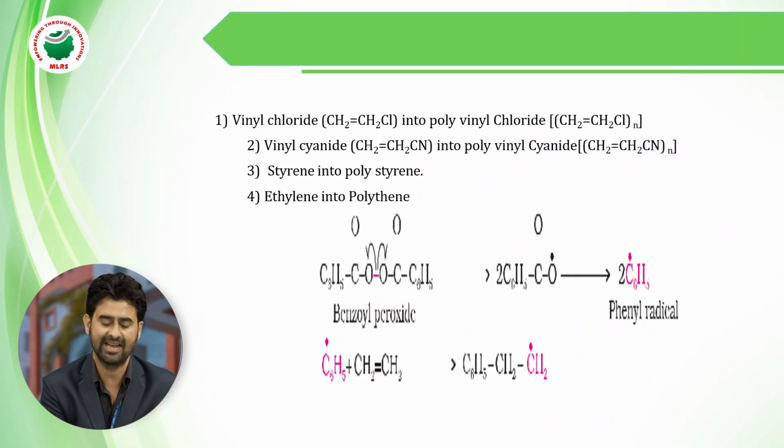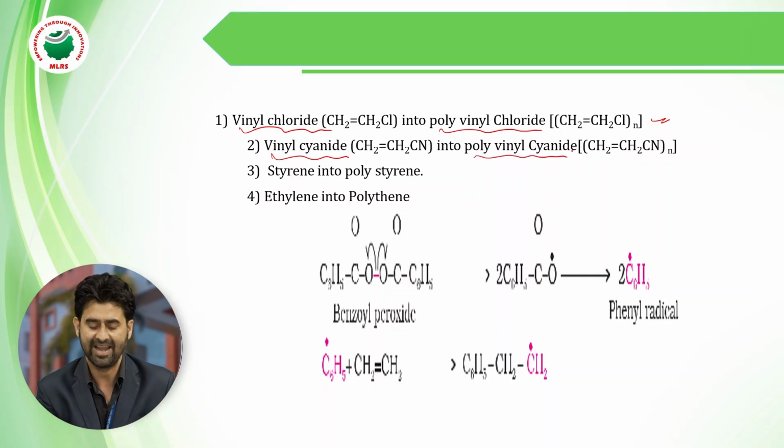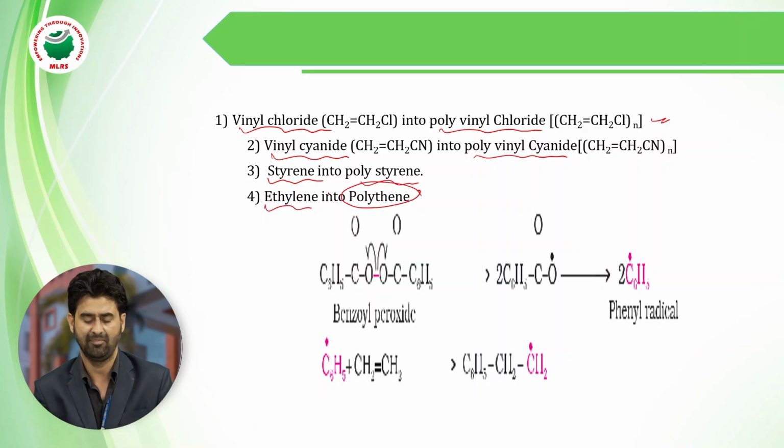Just like we will take the example of vinyl chloride into polyvinyl chloride. The second one is vinyl cyanide into polyvinyl cyanide. We can convert styrene monomer units into polystyrene. We can form polyethylene from the ethylene monomers.